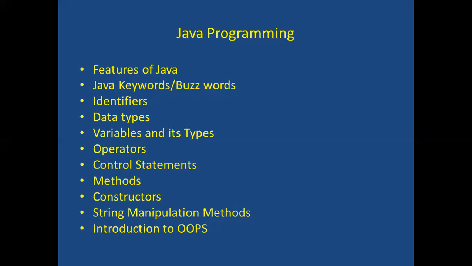Different keywords are like class and then public, static, void, if, else, switch, and then while, do while, for. So like this we have near about 50 keywords. So we learn more than 30 keywords along with their usage and the syntax and practical approach when to use which keyword.